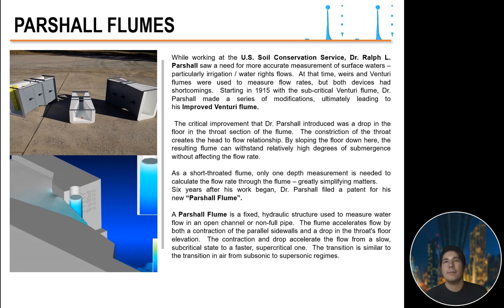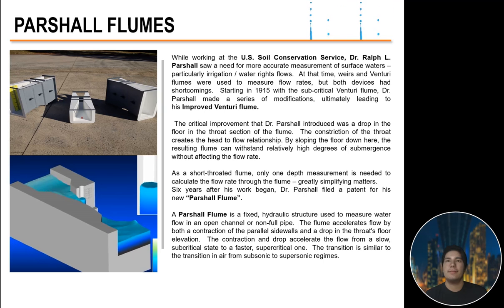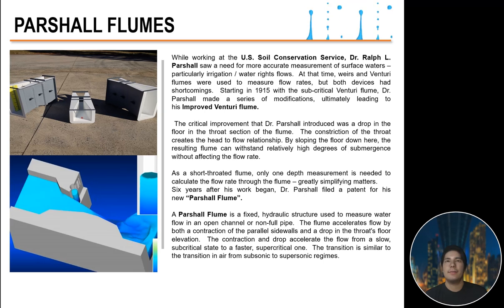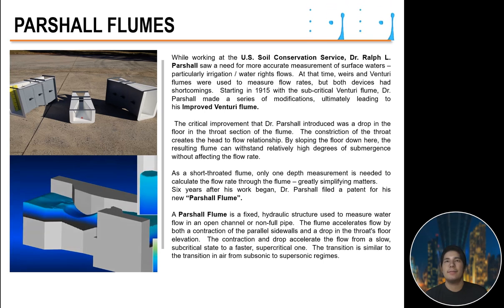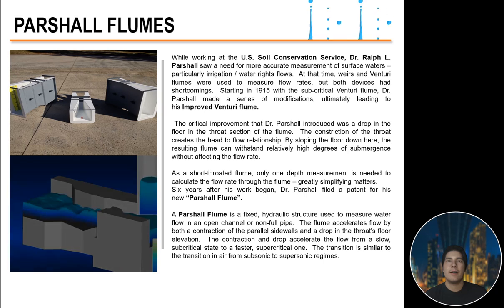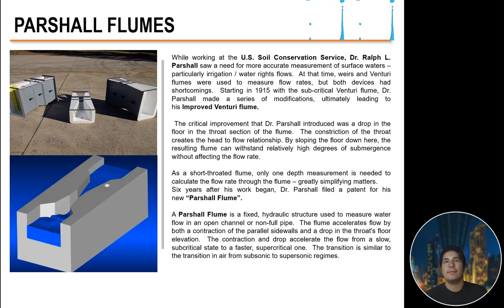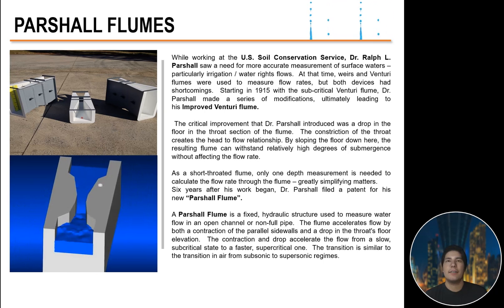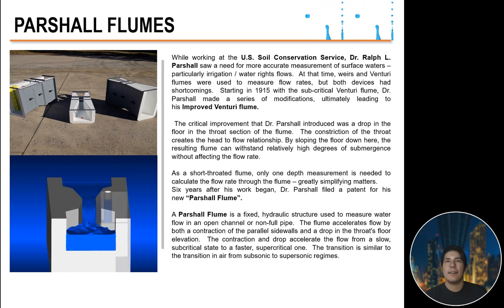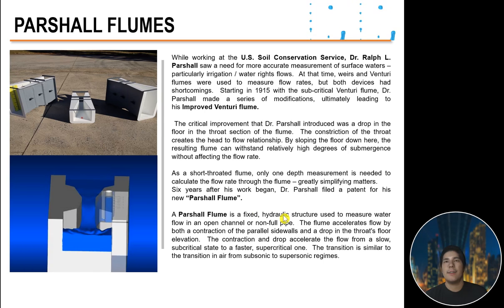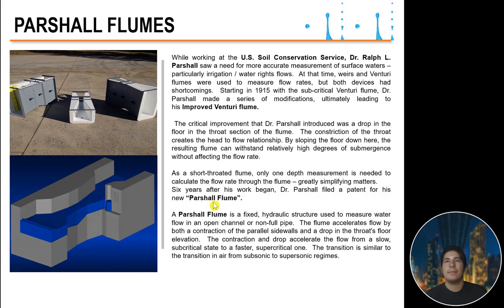So the critical improvement that Dr. Parshall introduced was a drop in the floor in the throat section of the flume. So the constriction of the throat creates the head to flow relationship. By sloping the floor down here, the resulting flume can withstand relatively high degrees of submergence without affecting the flow rate. In a short-throated flume, only one depth measurement is needed to calculate the flow rate through the flume, greatly simplifying matters. So 6 years after his work began, Dr. Parshall filed a patent for his new Parshall flume.